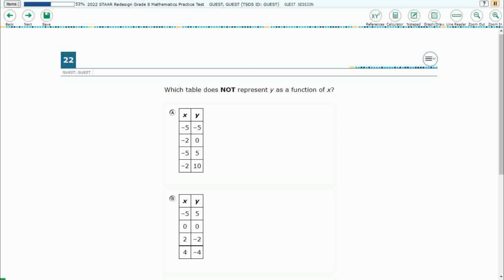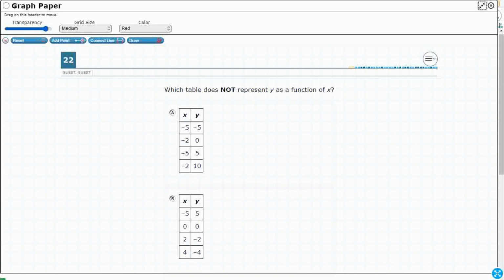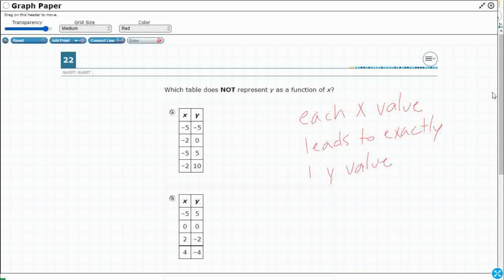So, which table does not represent y as a function of x? Okay, so let's figure out what it means when y is a function of x. That is not a definition, unfortunately, you're going to find on the reference materials. You have to come into that on your own. When y is a function of x, each x value leads to exactly one y value. So you have to match them up, and you have to find each x value and make sure it only goes with one y value.